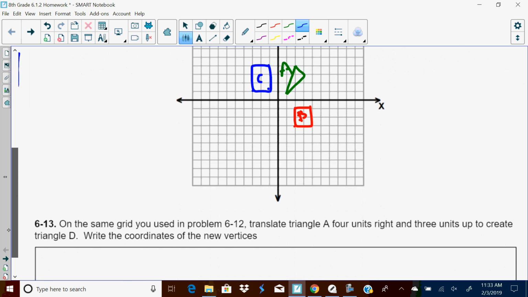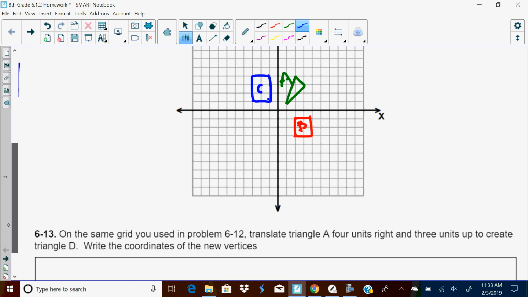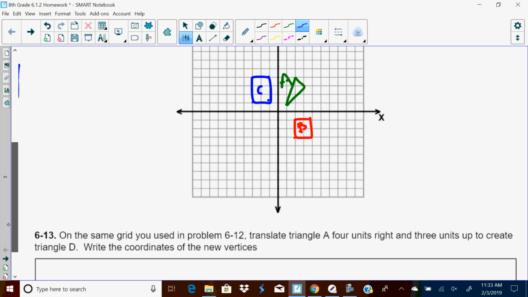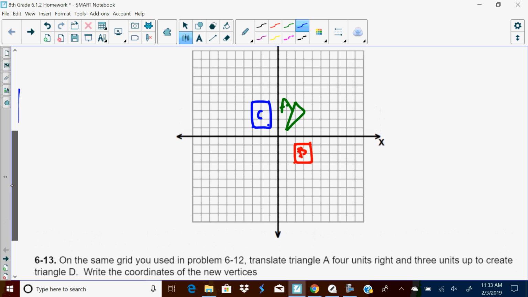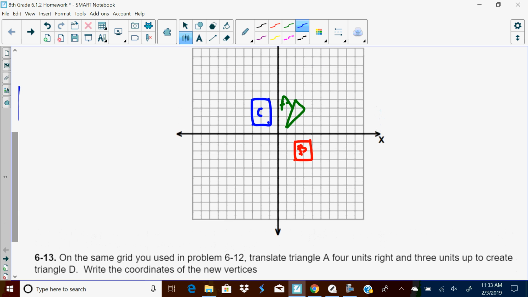So then it says, on the same grid you used in 612, translate A 4 units to the right and 3 units up to create triangle D. Write the coordinates of the new vertices. So we're going to translate it 4 units to the right, so 1, 2, 3, 4, and 3 up. 2, 3 would be right here.